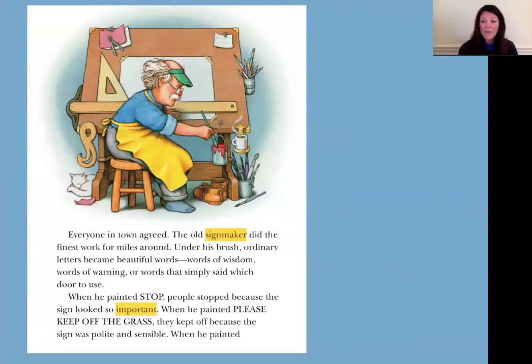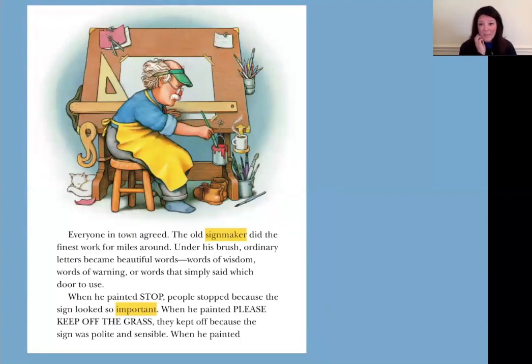Everyone in town agreed. The old sign maker did the finest work for miles around. Under his brush, ordinary letters became beautiful words. Words of wisdom, words of warning, or words that simply said which door to use. When he painted stop, people stopped because the sign looked so important. When he painted please keep off the grass, they kept off because the sign was polite and sensible.